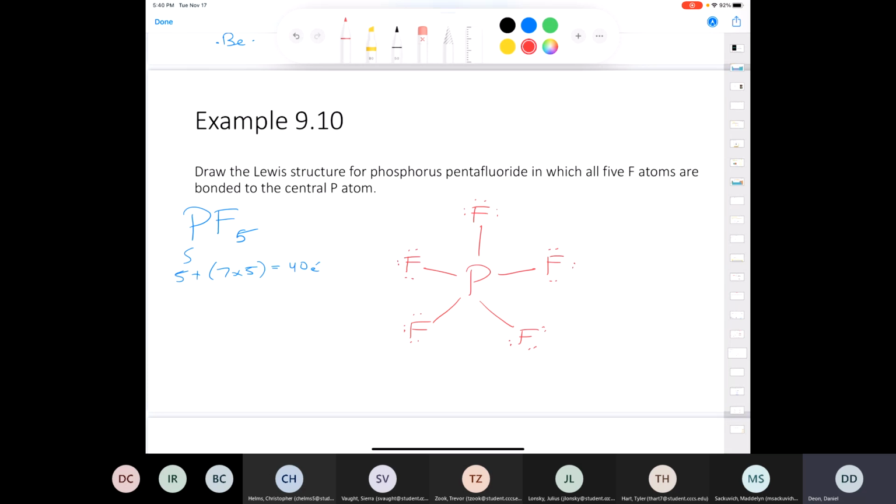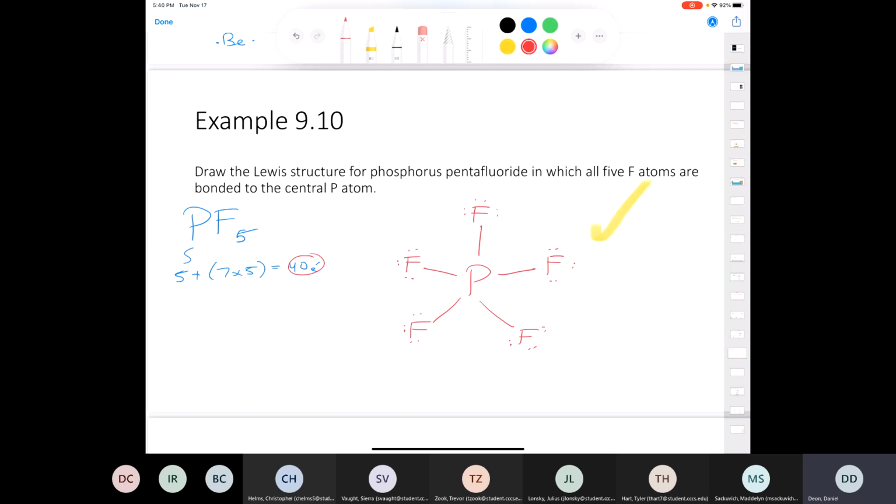Okay. Have I used up all 40 electrons? The answer is yes. If you look at just one of these fluorine atoms, it's surrounded by three lone pairs. So that's 6 electrons plus 2 in the bond. 6 plus 2 is 8. And then I have 1, 2, 3, 4, 5. 8 times 5 is 40 electrons. And so this is the correct Lewis structure for phosphorus pentafluoride.